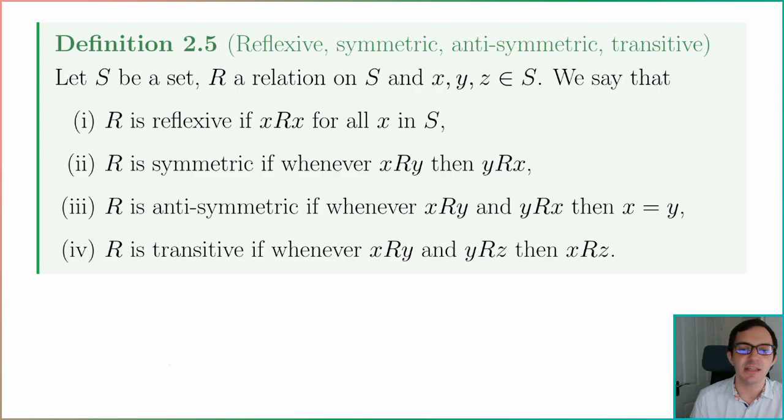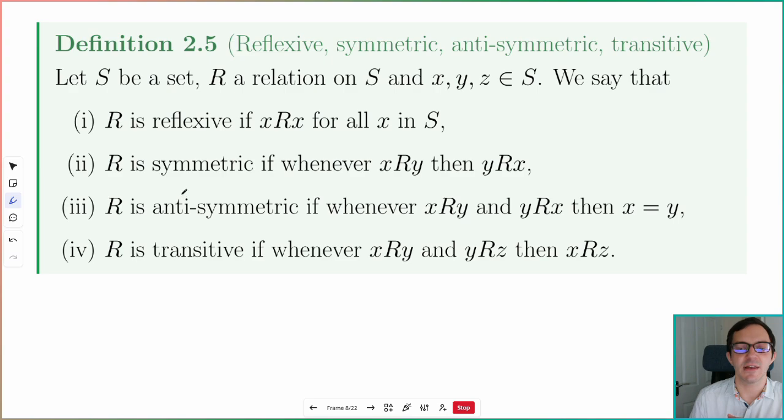So the first one is, R is reflexive if, for all x in S, x is related to x. So it says that each element is related to itself. It's a good property to have. Maybe you can think about examples from the previous video which have that property or don't.